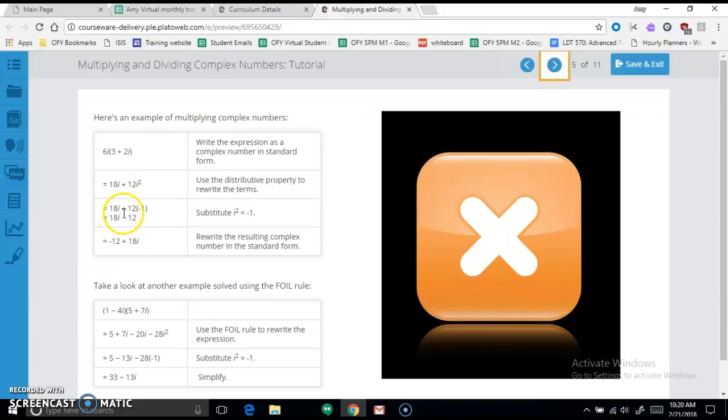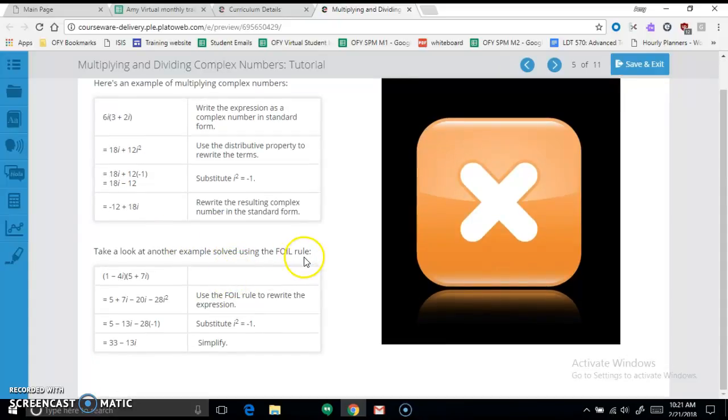And so we have 18i plus 12 times -1, which gives us 18i minus 12, right? Positive 12 times -1 is -12. And then you want to rearrange this so that the real number, the one without the i, is in front, but keeping the signs. So our answer is -12 plus 18i. So the only thing that's different, if these were x's, you do the same thing, but as soon as you get that i squared, it changes to -1.